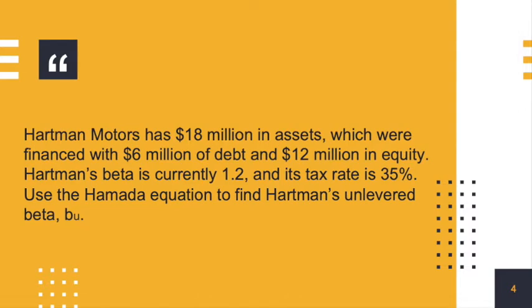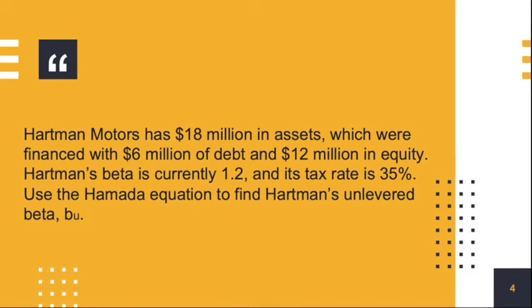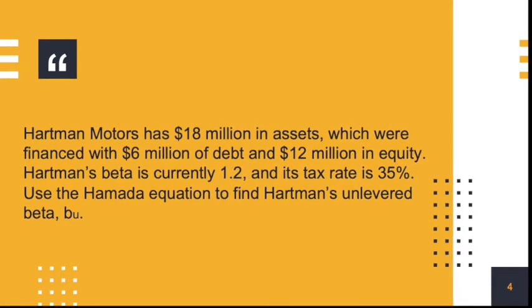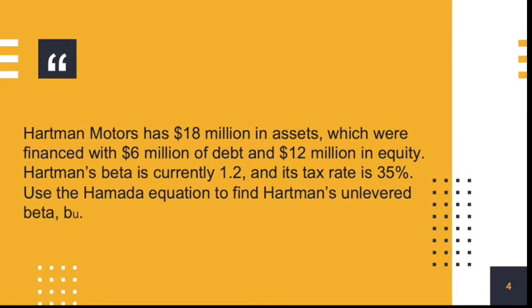Hartman Motors has $18 million in assets, which were financed with $6 million of debt and $12 million in equity. Hartman's beta is currently 1.2 and its tax rate is 35%. Use the Hamada equation to find Hartman's unlevered beta.